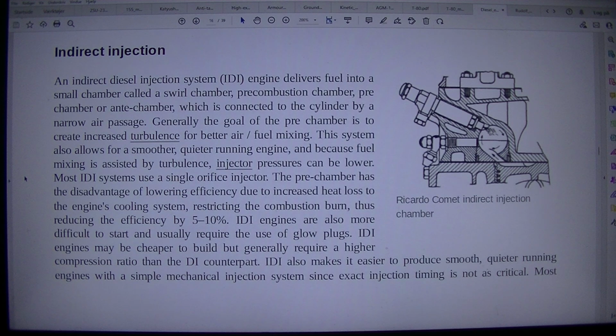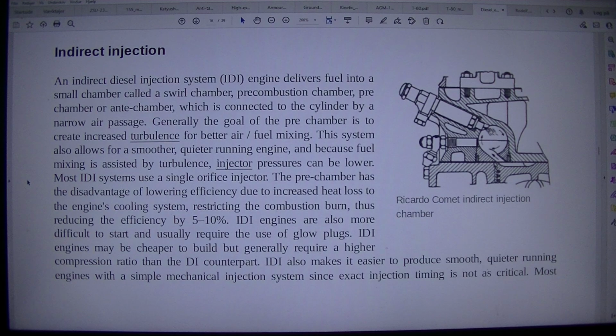The pre-chamber has the disadvantage of lowering efficiency due to increased heat loss to the engine's cooling system, restricting the combustion burn, thus reducing the efficiency by 5–10%. IDI engines are also more difficult to start and usually require the use of glow plugs. IDI engines may be cheaper to build but generally require a higher compression ratio than the DI counterpart. IDI also makes it easier to produce smooth, quieter running engines with a simple mechanical injection system since exact injection timing is not as critical.